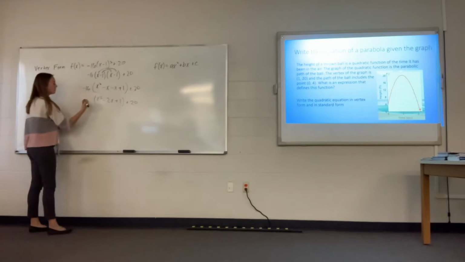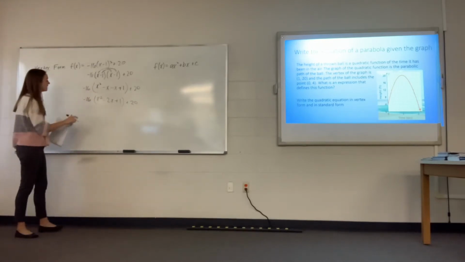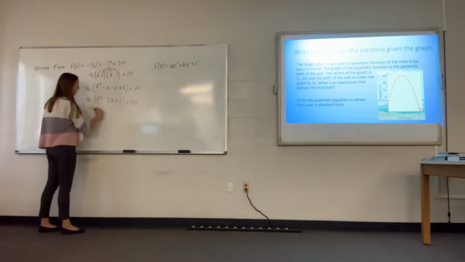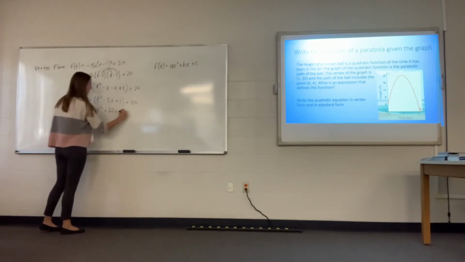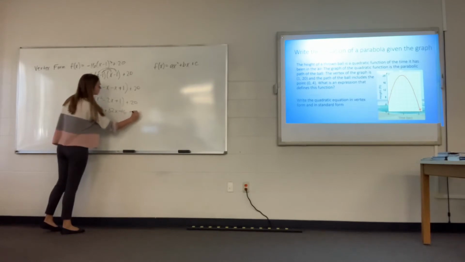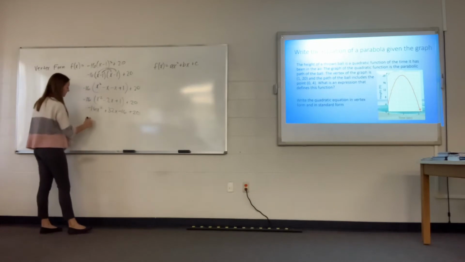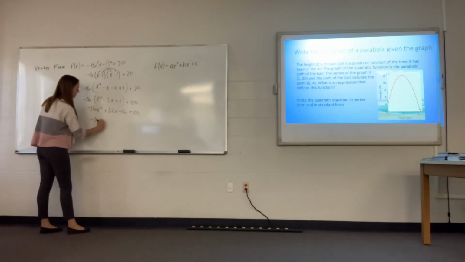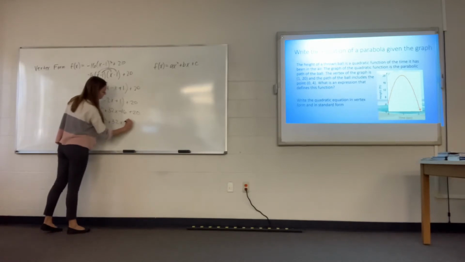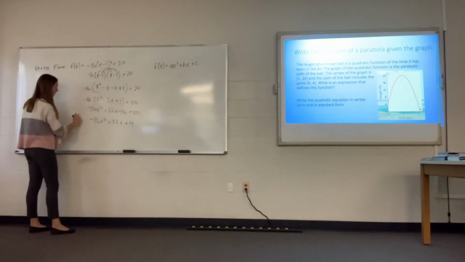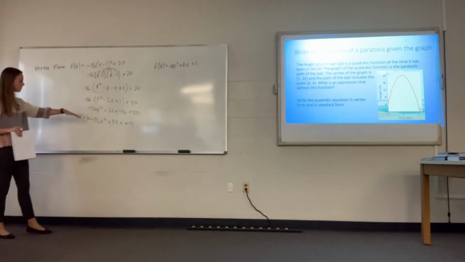Now this expression right here, I can go ahead and distribute my negative 16. So I'd have negative 16x squared plus 32x minus 16 plus 20. Now the very last step, I can combine the 20 and the negative 16. So I'd have negative 16x squared plus 32x plus 4, and f of x is equal to that.